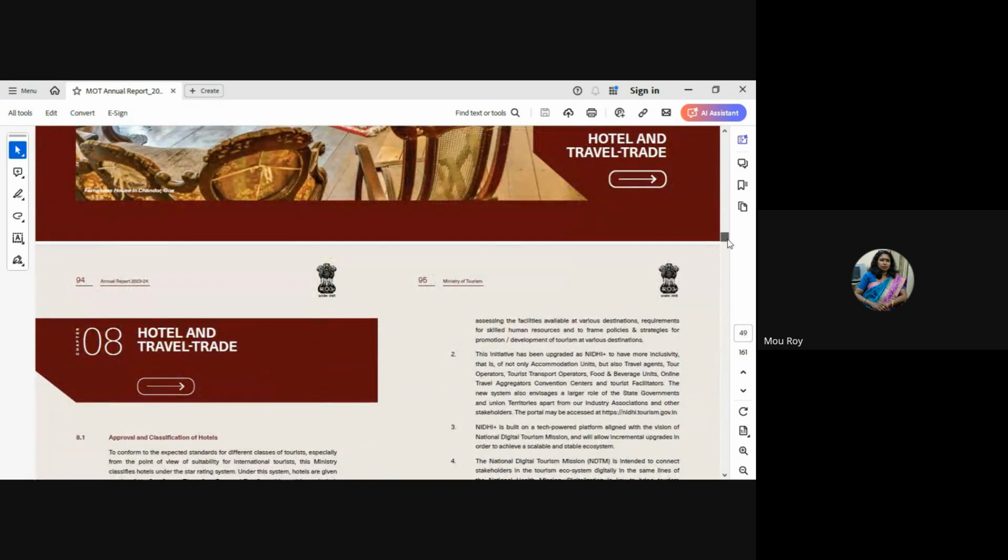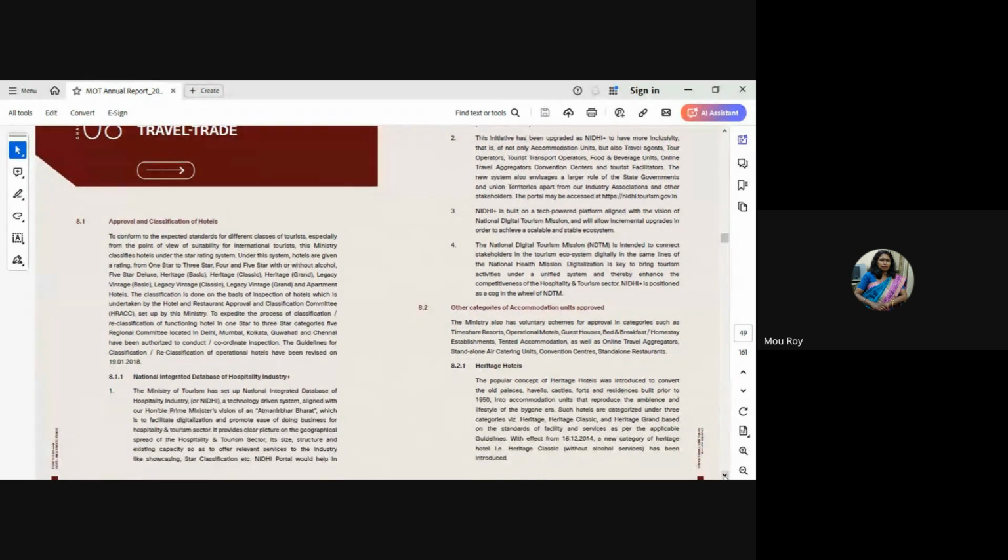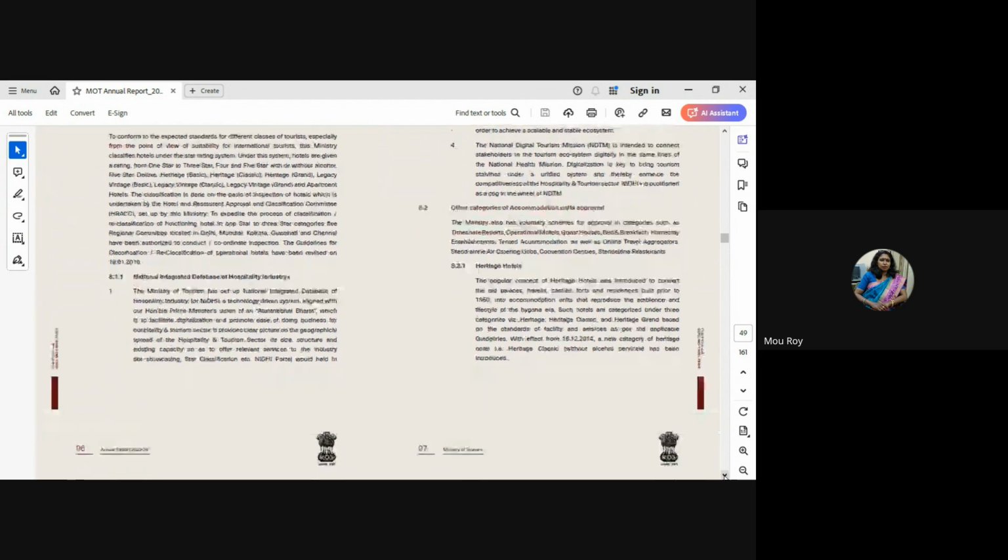Today we also have tourist accommodation, so hotel and travel trade. I told you about the approval and classification committee. This is how the HRACC, the Hotel and Restaurant Approval and Classification Committee, does the classification of the hotels. Now there are heritage hotels, which are forts and palaces that were built before 1950. Later on they were turned into accommodation units, so they are known as heritage properties.